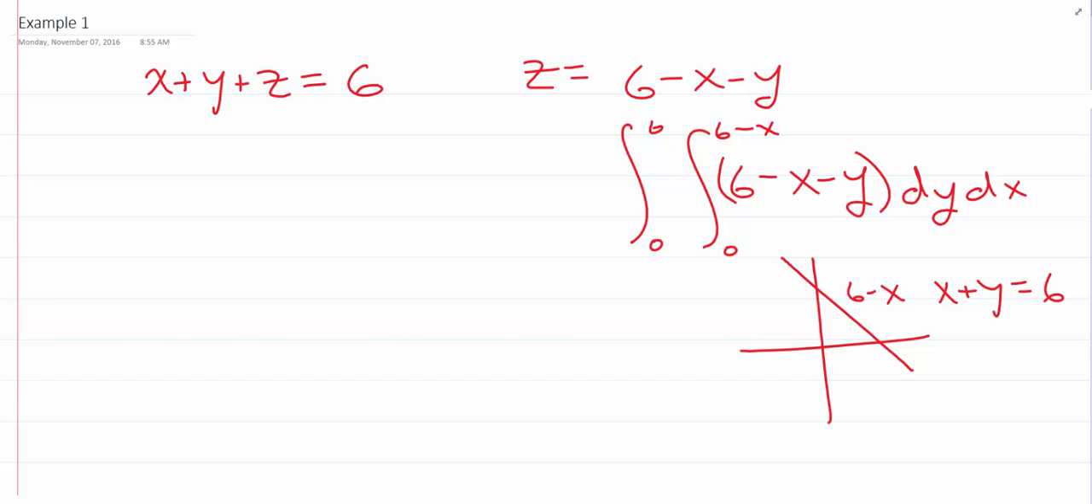Now, if we get the same volume with triple integrals, we're not going to put anything in the integrand here. We're going to say z goes from 0 to 6 minus x minus y, like that, and we integrate with respect to z first.